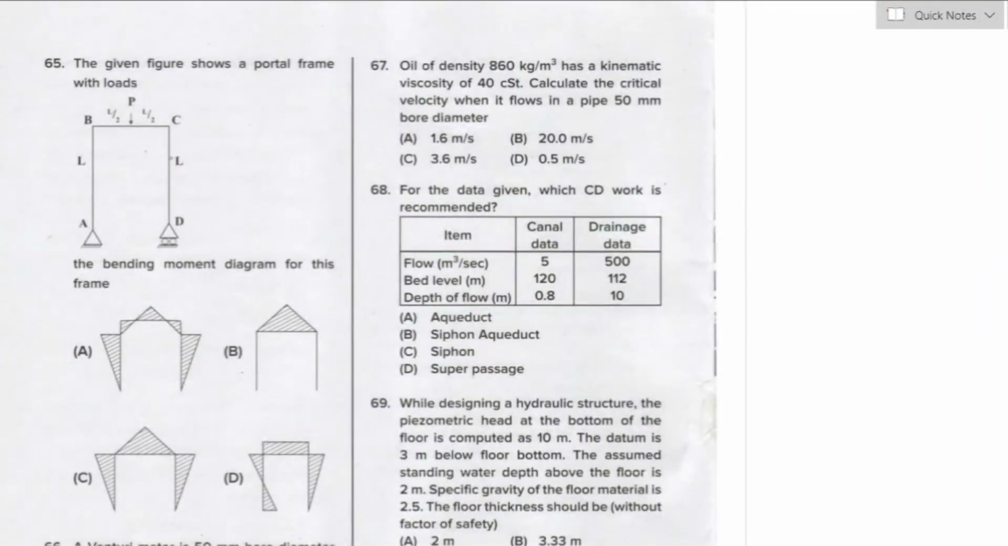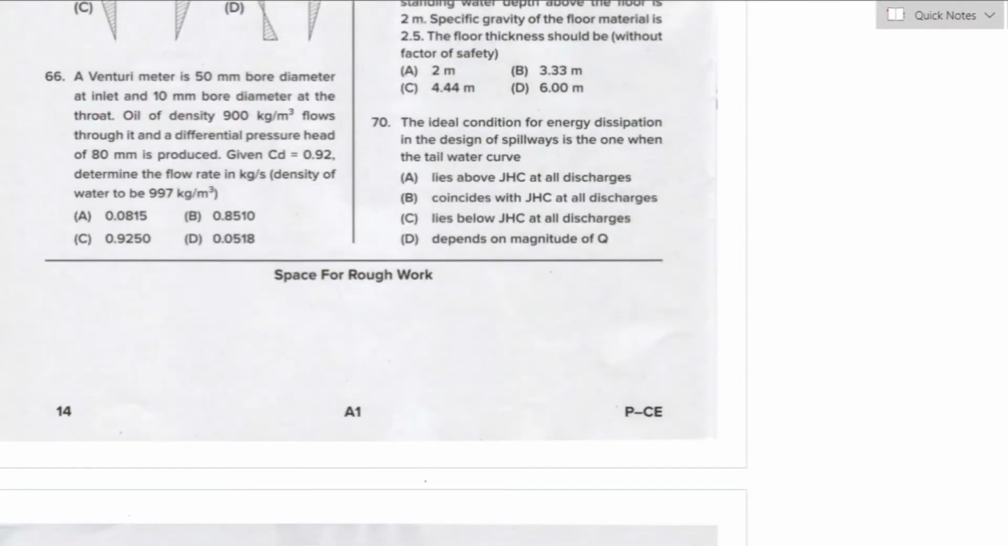Question number 65. The given figure shows a portal frame with the loads. Find the bending moment diagram for this frame. So for this type of frame, the corresponding bending moment will be, since the load is given on the member BC, the bending moment diagram will be only in that particular member, so it is triangular in shape, with the intensity of WL square by 8. So the right answer is option B.